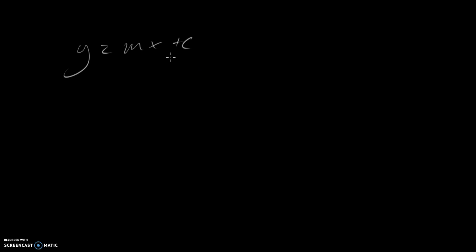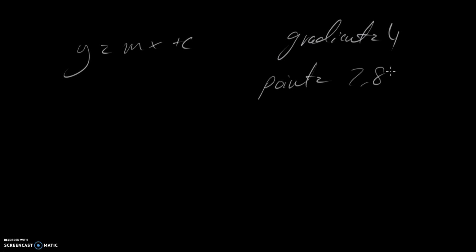Now let's get into a bit trickier parts. If you ever got a question like this, I'd suggest that you write your equation first to remember what it looks like. So let's say we have a gradient of 4. And let's say you have a point given, 7 and 8.